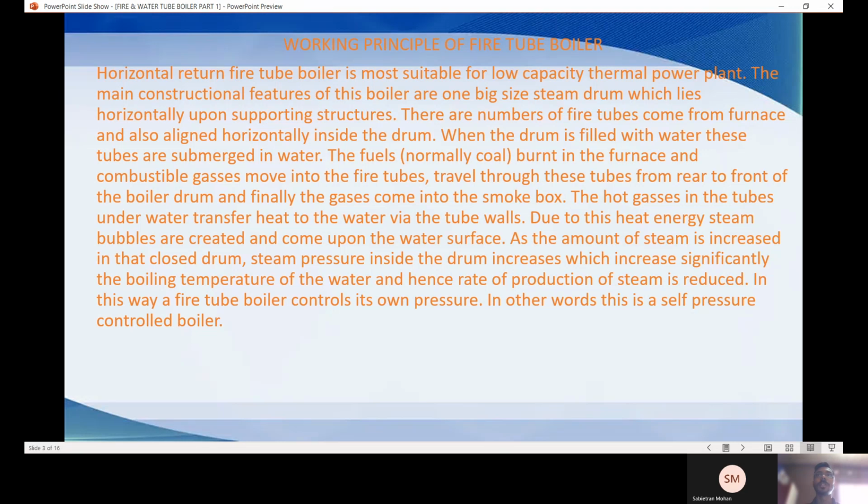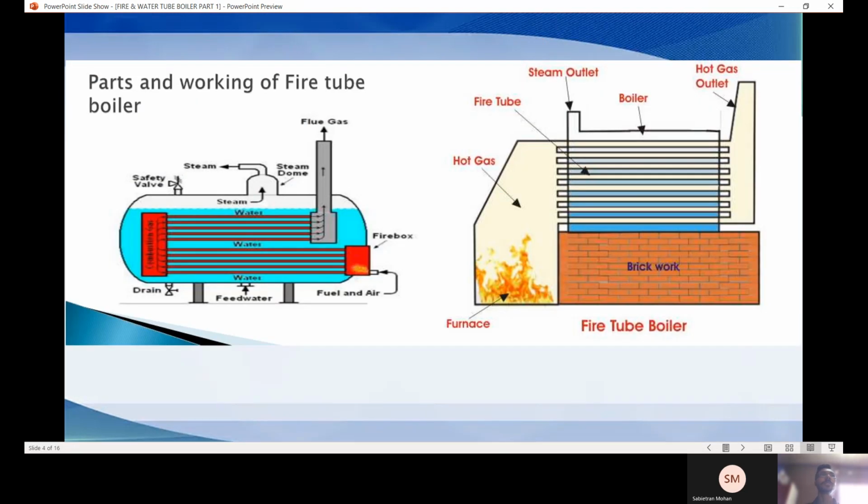As the amount of steam increases in that closed drum, the steam pressure inside the drum increases, which significantly increases the boiling temperature of the water, and hence the rate of production of steam is reduced. In this way, a fire tube boiler controls its own pressure. In other words, this is a self-pressure controlled boiler. The first picture shows the parts and working of a fire tube boiler.